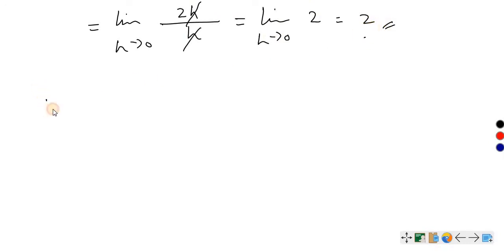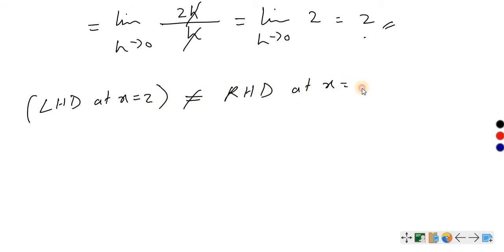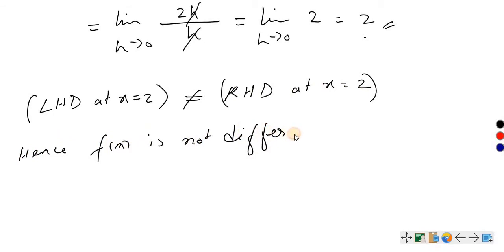So we see that left hand derivative at x is equal to 2 is again not equal to right hand derivative at x is equal to 2, and hence f of x is not differentiable at x is equal to 2. So this is how we have solved this. Let us see another problem again.